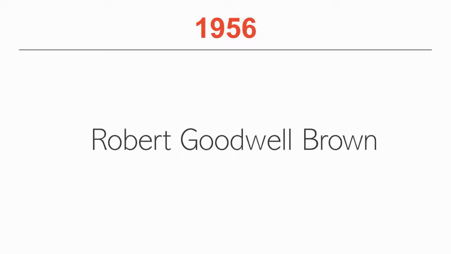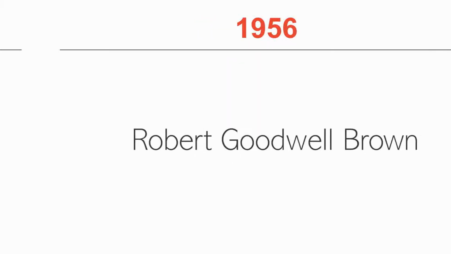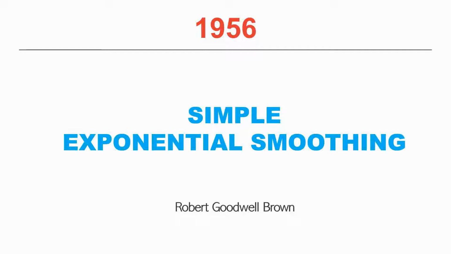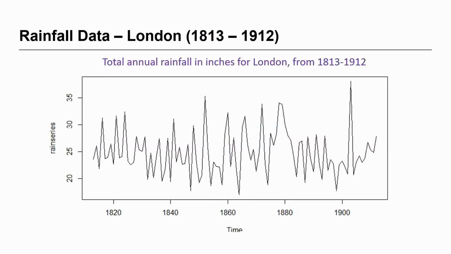In 1956, Robert Goodell Brown addressed this problem with his new model, which is known as the simple exponential smoothing model. The reason it is called simple is because it was designed for time series which has got only levels, like this one. That is, a series which has got no trends and no seasonality.